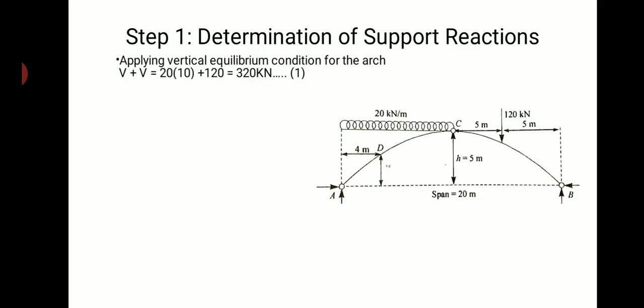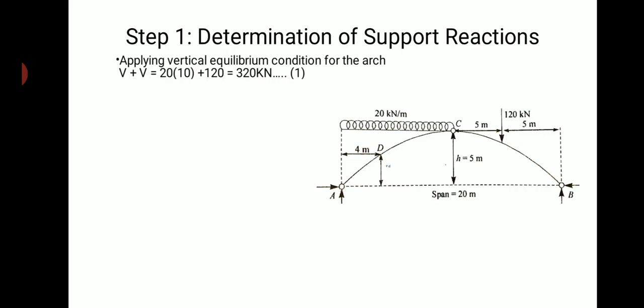There are two supports here which are hinged in nature, so you will have two reactions: one in the vertical direction and one in the horizontal direction. So VA plus VB is equal to the external forces. There are two external forces acting, one is a UDL and one is a point load, acting in the downward direction. I have considered upward going forces equal to downward going forces.